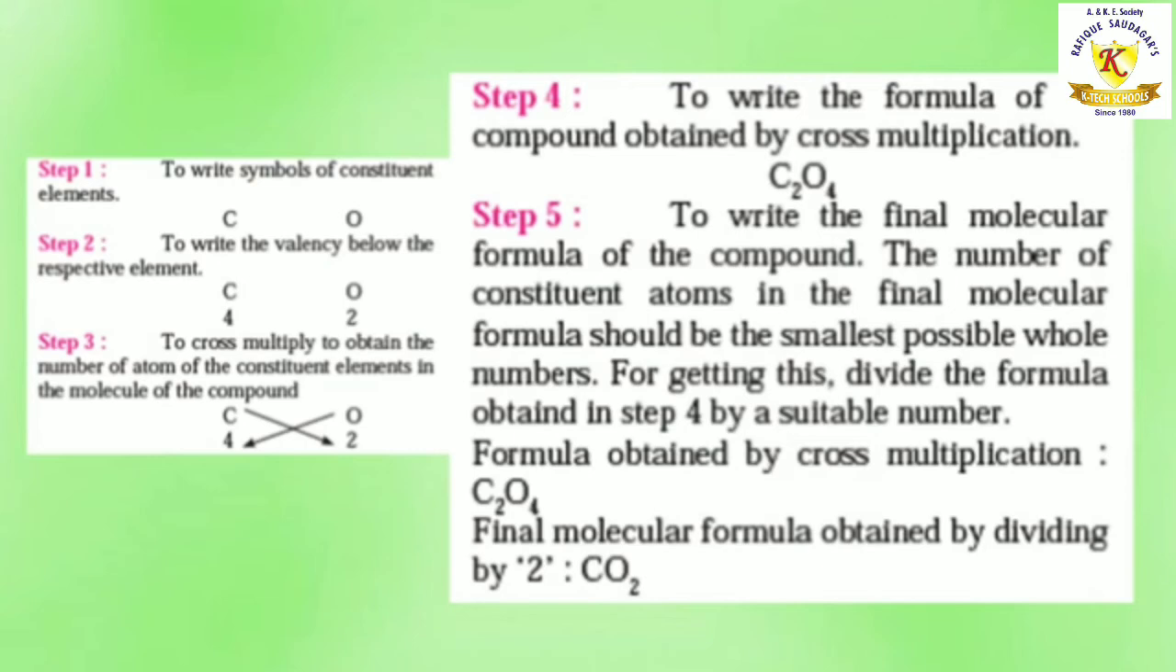Then we write the formula of the compound obtained by cross multiplication. So we got the formula as C2O4. Step number 5 will be to write the final molecular formula of the compound. The number of constituent atoms in the final molecular formula should be the smallest possible whole number. So, for getting this, we divide the formula obtained by a suitable number. So, formula obtained by cross multiplication is what? C2O4. So, after dividing it by 2, the final molecular formula which we get is CO2. Got it?